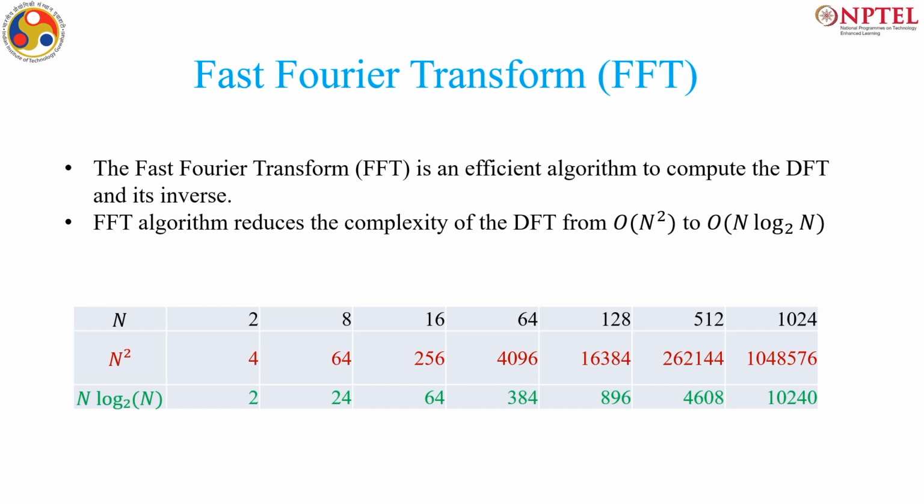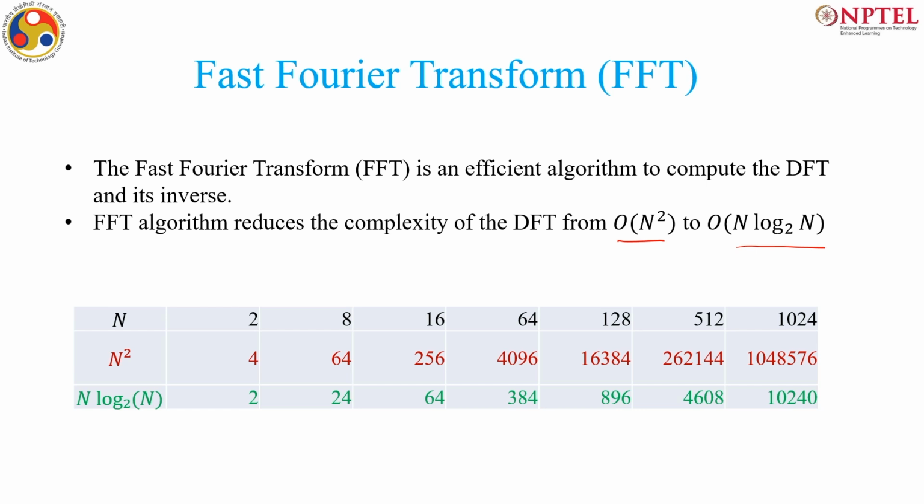So, the fast Fourier transforms are a set of efficient algorithms to compute the DFT and its inverse. What it does is reduce the complexity of order of n square to order of n log n. Now, if you have studied an algorithms course, you know that in divide and conquer methods, we typically reduce an n square complexity to n log n complexity.